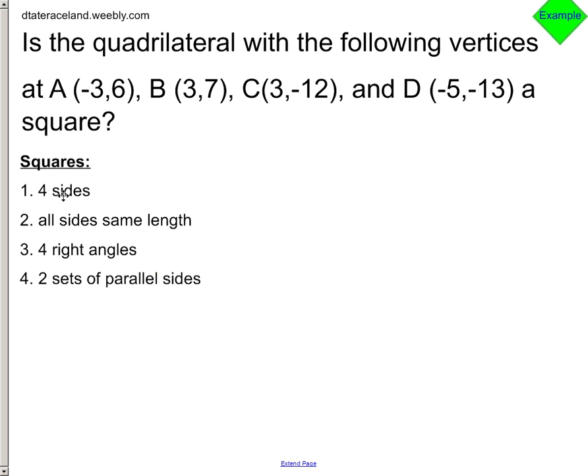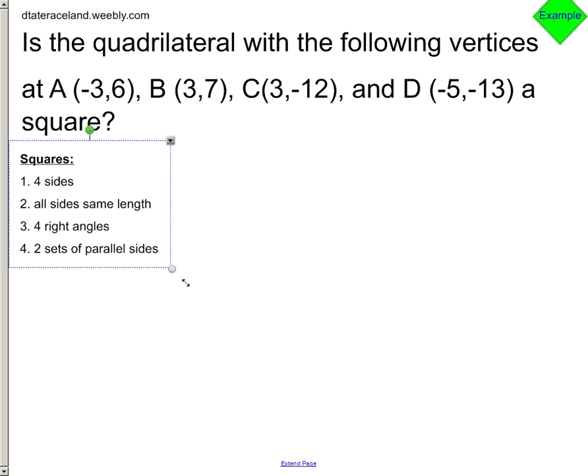Quite frankly, we know a square has 4 sides. We know all 4 sides should be the same length. It should have 4 90-degree angles, and it should have 2 sets of parallel sides. That's a square. So we'll go ahead and put that there.